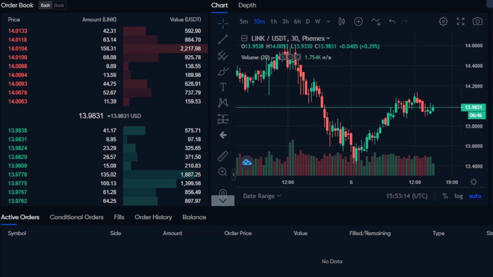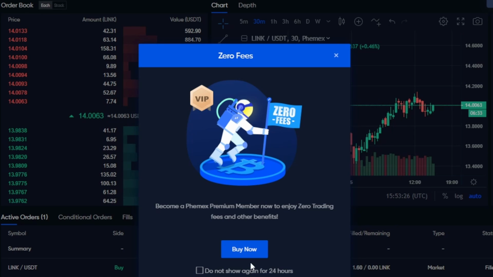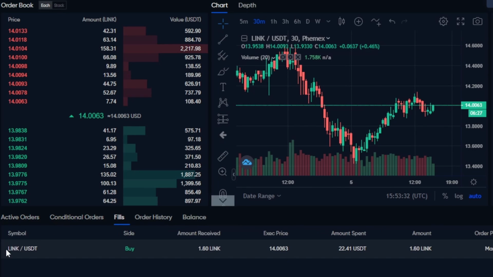So I'm just going to randomly market order half of whatever into Link. And you can see order price, amount to receive, 1.6 Link, immediate cancel, confirm. Don't show this again. Now we can see in our fills, we have Link USDT. We bought 1.6 Link. The amount spent, 22.41 USDT.